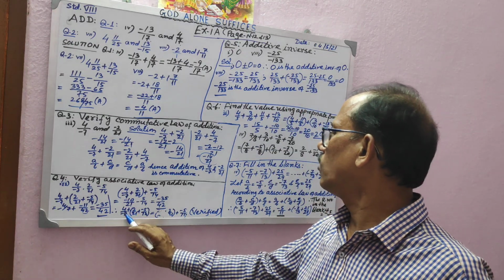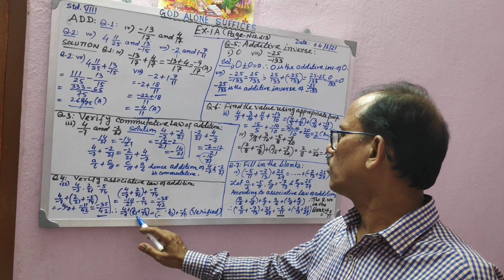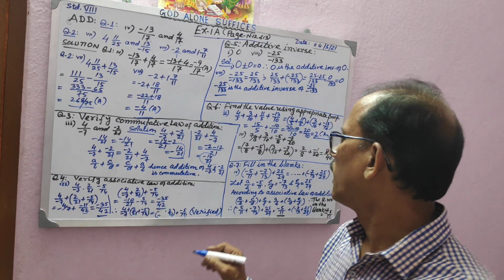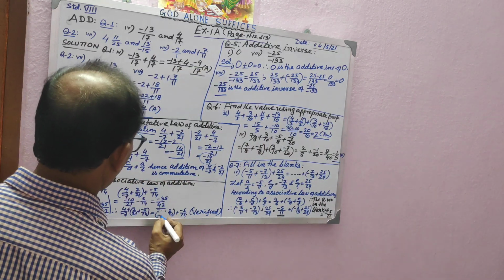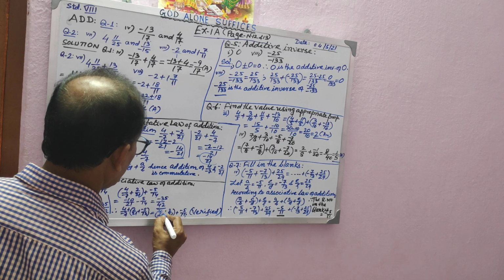So what will you write down? You will write down therefore 4 by minus 7 plus, within brackets, 2 by 21 plus minus 5 by 14, bracket closed, will be equal to 4 by minus 7.